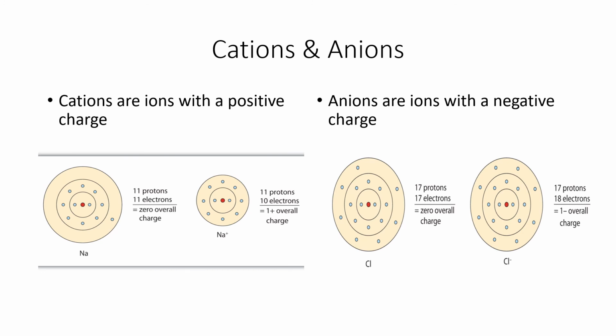So we have two different types of ions, cations and anions. Cations are ions with a positive charge. They have lost electrons. So for example, the sodium atom loses an electron and becomes a sodium cation. And anions are ions with a negative charge, so they gained electrons. So for example, chlorine over here had 17 electrons, but when it gained an electron, it became an anion with a charge of -1.